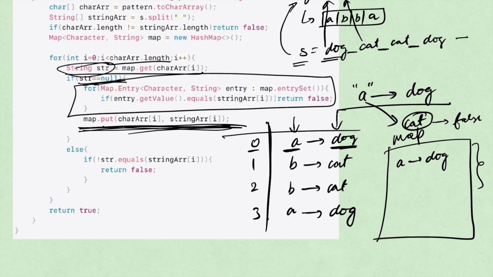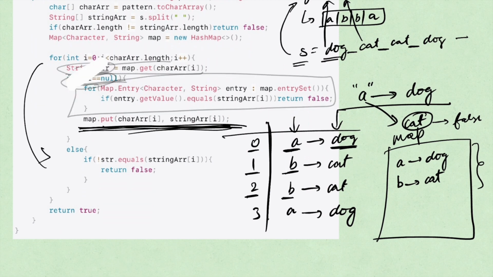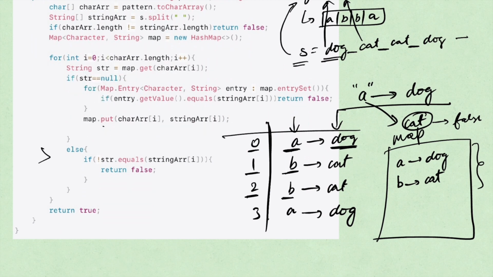Now in the second iteration, we will come to the first index and we will have B. Again for B, this value will give us null. So again we will put B as cat here. Now once we go to the second index, we will find B. In this case, the string will not be null. This particular str value will not be null, right?